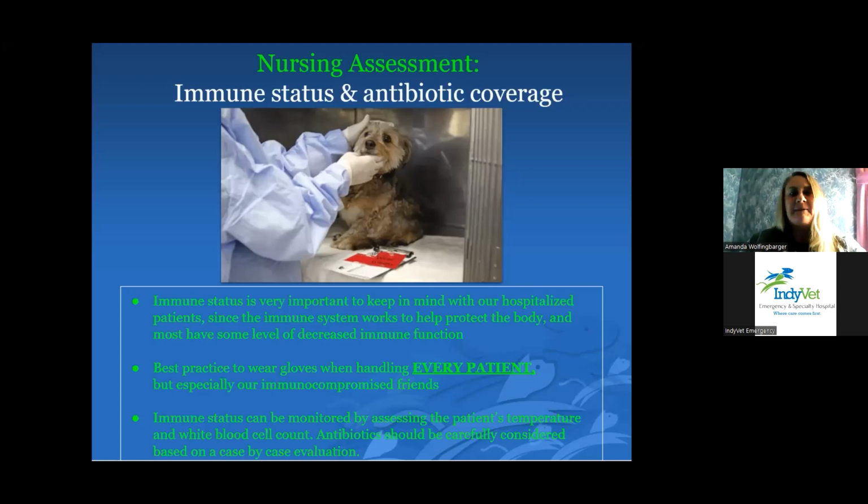And then, for immune status, we're monitoring their white blood cell count and their temperature. A lot of times that can give us signs if they're becoming septic, or if they do need antibiotics. We've gotten a lot better about this as a profession, but not just throwing antibiotics at animals. If they have a fever, we need to really go case by case and assess the pros and cons of what this antibiotic could potentially do or not do for this patient.